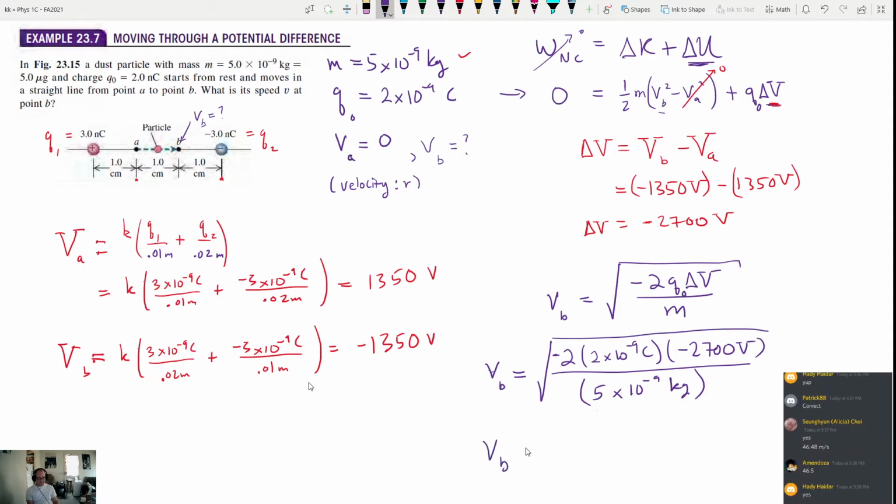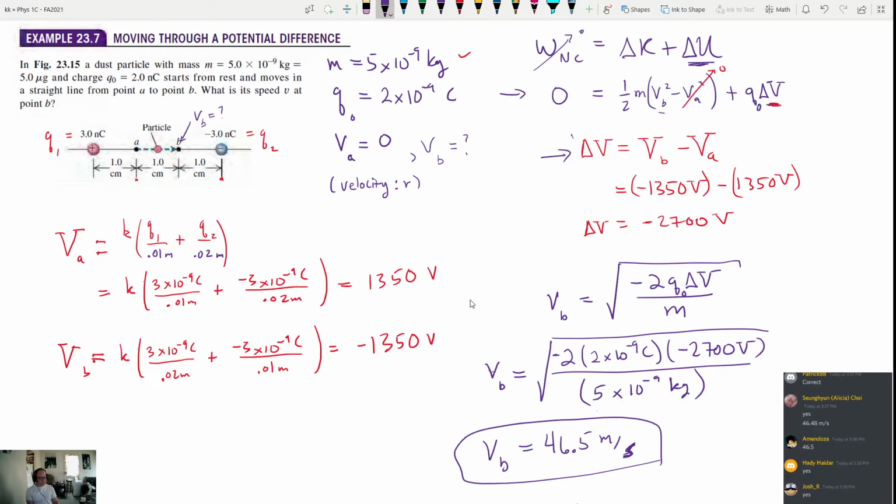Okay, we're not getting cut off here, that's good. VB is equal to 46.5 meters per second. It's not very fast for a particle that's only 5 nanograms. Or was it micrograms? Okay, very similar to the problem we did earlier. The only difference is we had to do this calculation before we could fully solve it. That's it. That's not really that hard.